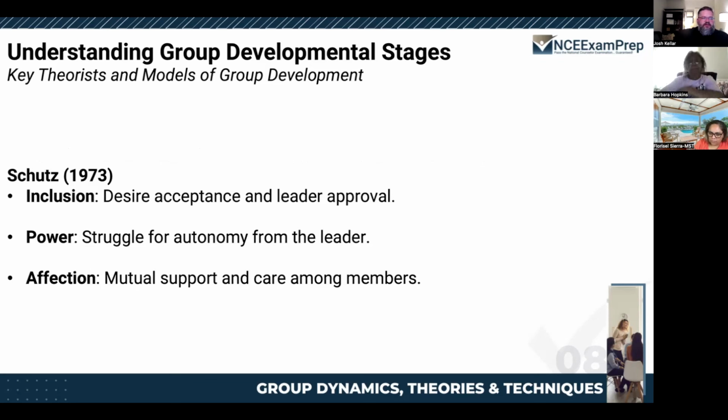Schutz talks about these three different stages. There's inclusion, where group members desire acceptance and leader approval. In the power stage, there's a struggle for autonomy from the leader, right? So they start to push back a little bit against what the leader might be saying. And then the affection stage, where there's mutual support and care among the members. But we have to go through that power stage in order to get to the affection stage.